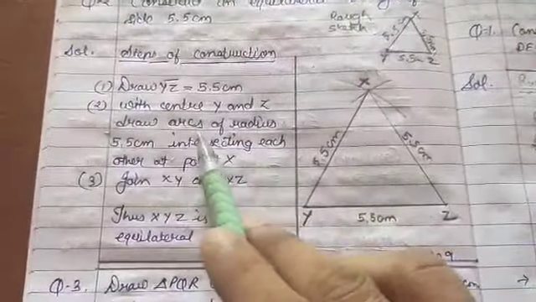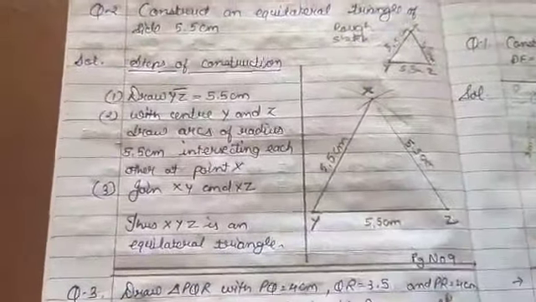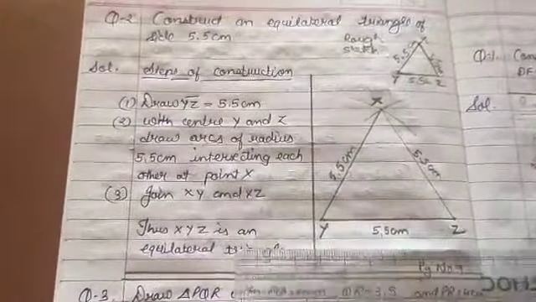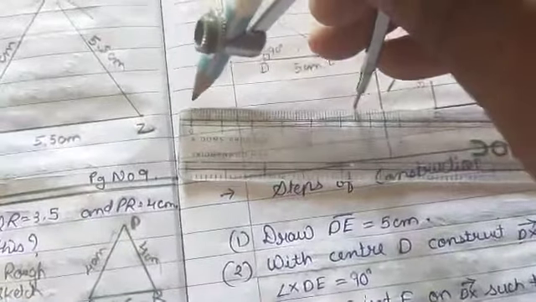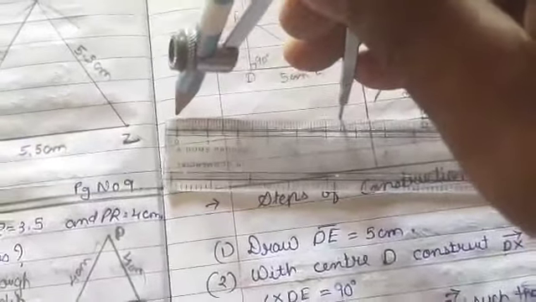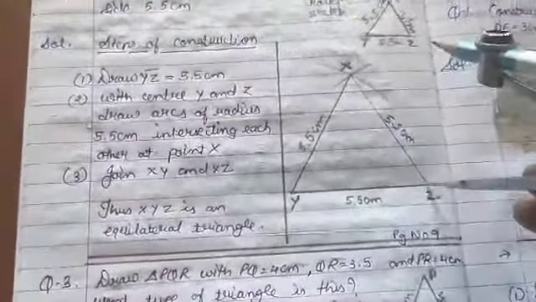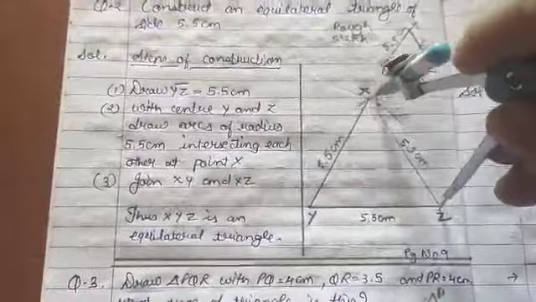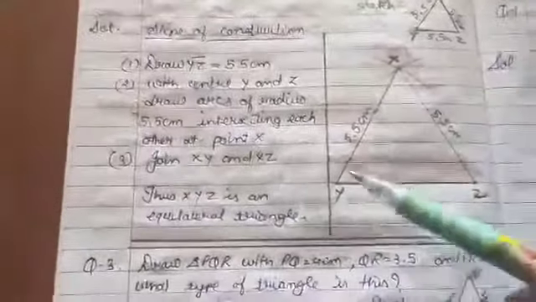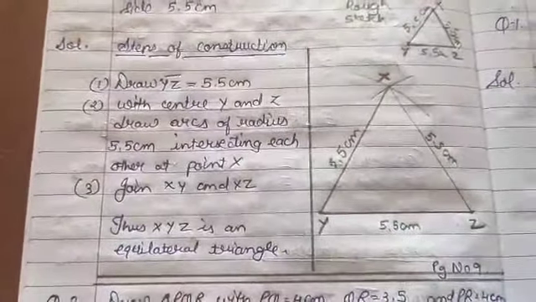draw arcs, not an arc, draw arcs of radius 5.5, means with center Y, one time on Y, first you take radius 5.5. So how to get 5.5? See here. Place your compass on the scale on 5.5 and adjust to get length 5.5. Now one time you place it on Y and construct an arc, and one time you place it on Z and construct an arc, which cuts the previous arc at point X. Now join XY and XZ. This is how we get our required equilateral triangle.